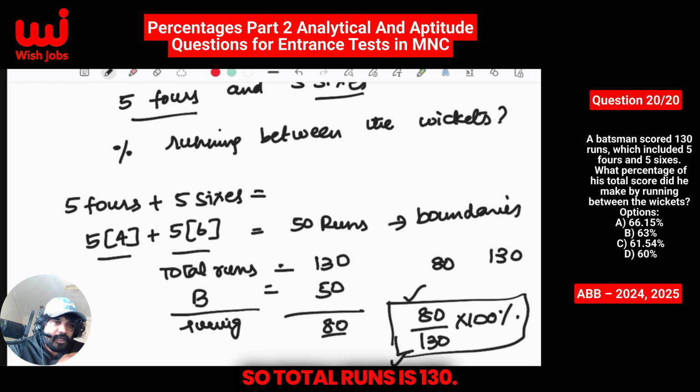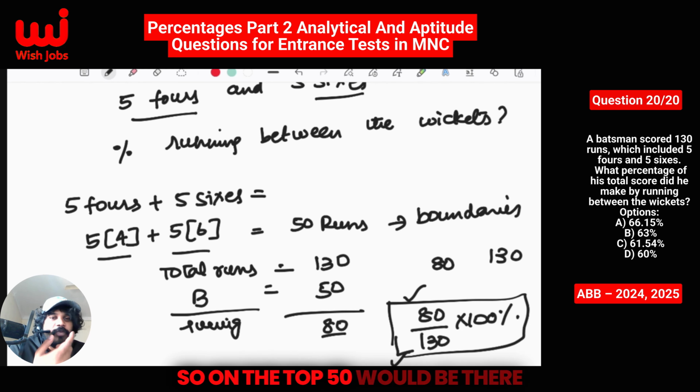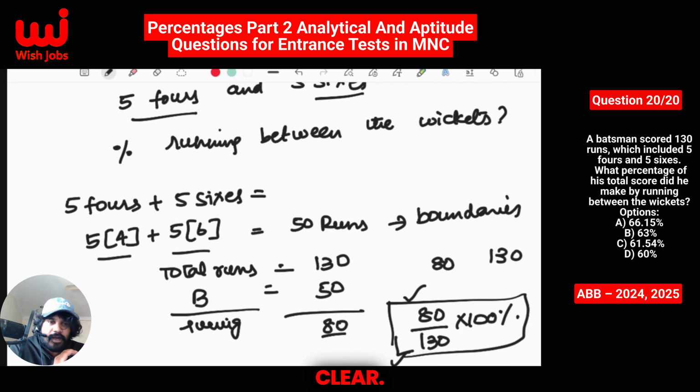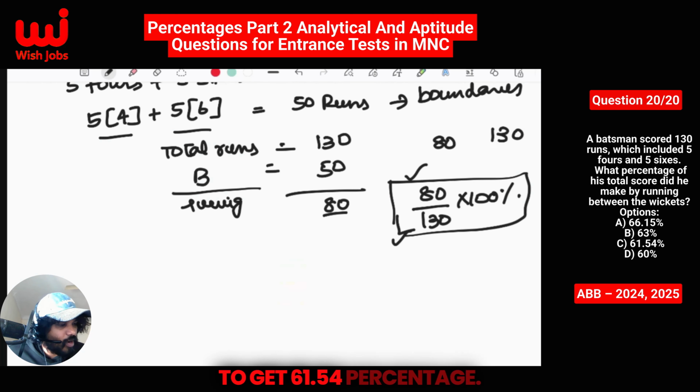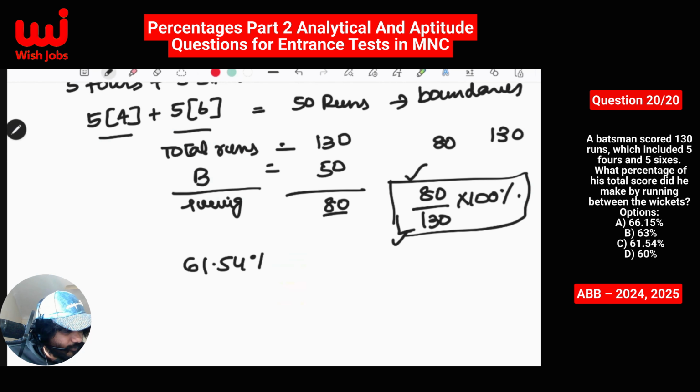So total runs is 130. I just want to know how many runs he made through running. So I used 80 on the top to get the percentage. If they ask me how many runs he made via boundaries, then on the top 50 would be there and at the bottom it would be 130. Clear? Just to calculate it, you would be able to get 61.54 percentage.